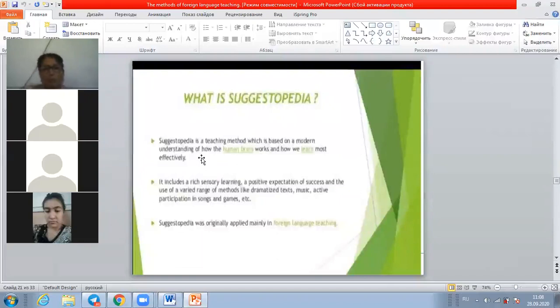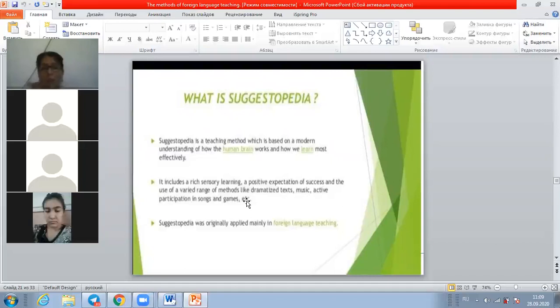As I mentioned in my speech, suggestopedia is a teaching method which is based on a modern understanding of how the human brain works and how we learn most effectively. If you think about the topic first, as we have the proverb, first think, then speak. It includes early sensory learning, a positive expectation of success, and the use of a varied range of methods like dramatized texts, music, active participation in songs, and games.